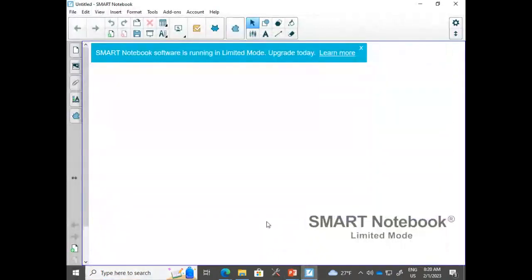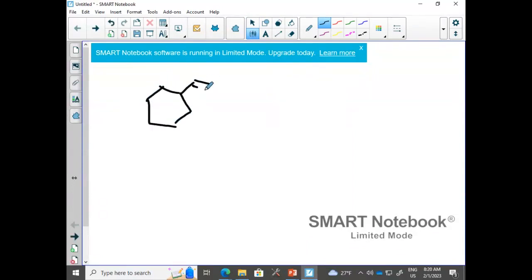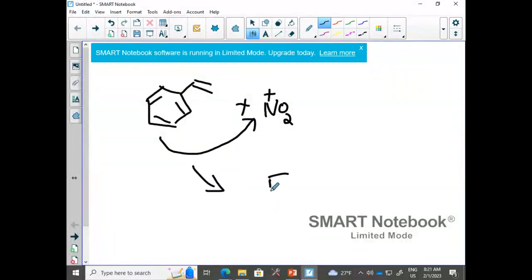I'll just give you one example. Assume we have vinyl benzene, and let's say we let it react in a nitration. It's an easy example. Assume the rate limiting step forms a sigma complex. You always look at the sigma complex.